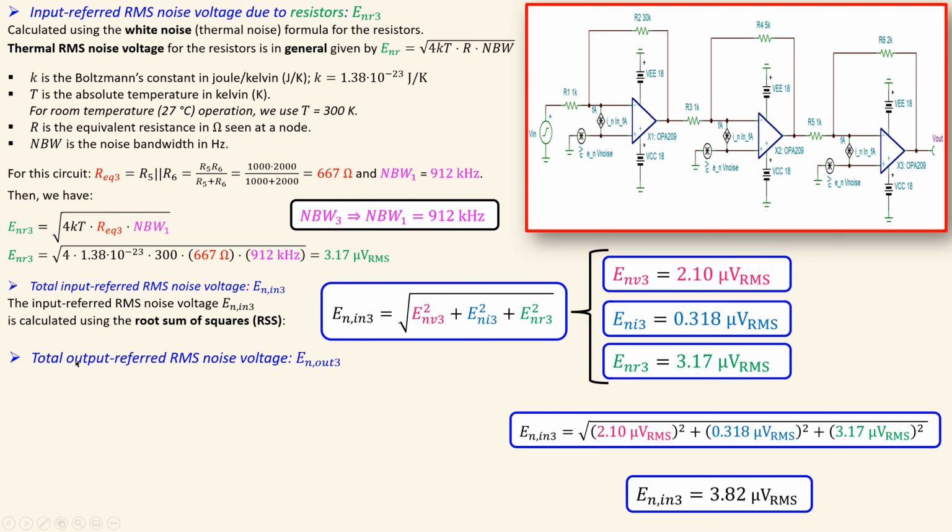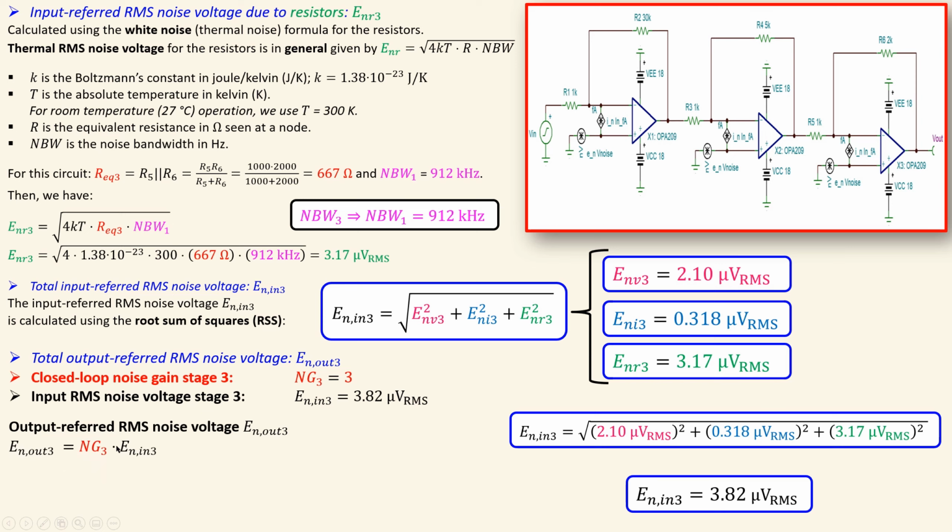Okay, total output referred RMS noise voltage for the third stage. That will be calculated using the noise gain of stage 3. That is just 3, because it is looking from here and then using the non-inverting amplifier formula. And you will need the input RMS noise voltage of stage 3. So this is what we had just calculated, using the noise gain and also the input referred RMS noise voltage of the third stage.